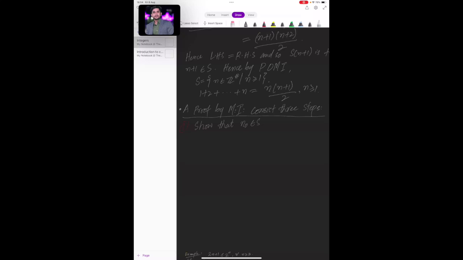is inside S, i.e. S of n naught is true for some n naught inside the positive integers.